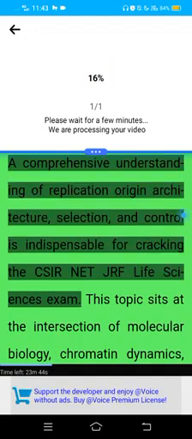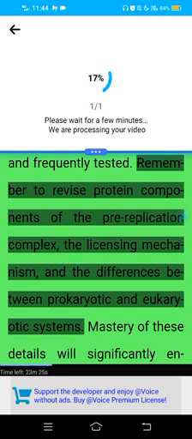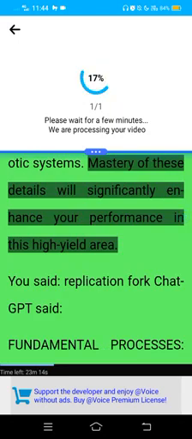Final thoughts. A comprehensive understanding of replication origin architecture, selection, and control is indispensable for cracking the CSIR-NET JRF Life Sciences exam. This topic sits at the intersection of molecular biology, chromatin dynamics, and cell cycle regulation, making it both conceptually rich and frequently tested. Remember to revise protein components of the pre-replication complex, the licensing mechanism, and the differences between prokaryotic and eukaryotic systems. Mastery of these details will significantly enhance your performance in this high-yield area.